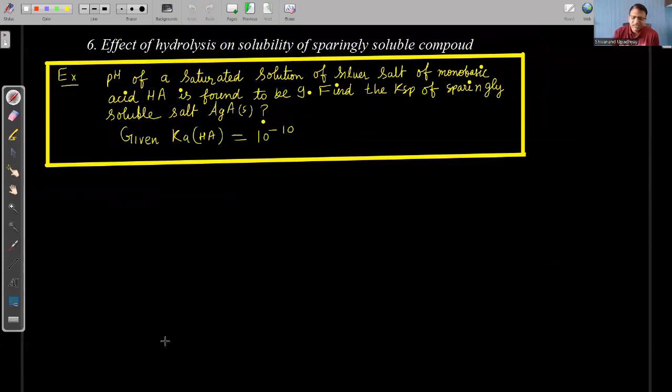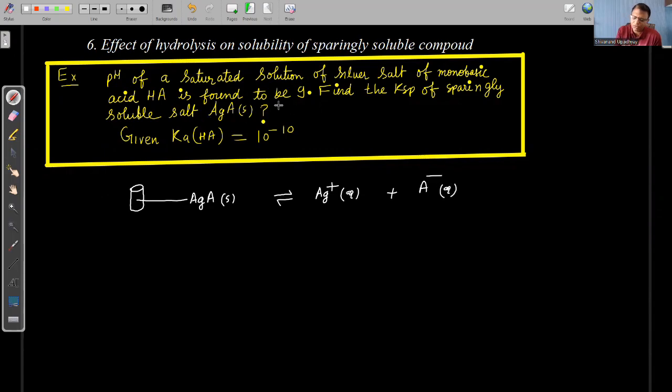And the last factor is the effect of hydrolysis on solubility of a sparingly soluble compound. So through an example, we'll try to understand it. The pH of a saturated solution of silver salt of monobasic acid HA is found to be 9. Find the Ksp of the sparingly soluble salt AgA. So here in the question, they are saying that there is a sparingly soluble salt AgA, which is a salt of Ag+ ion and A- ion. A- ion is the anion of a weak acid. So when we write the equilibrium, AgA in solid state is in equilibrium with Ag+ ion in aqueous state plus A- ion in aqueous state.